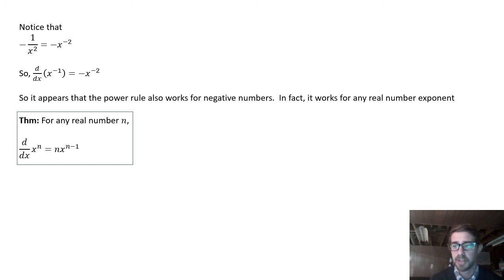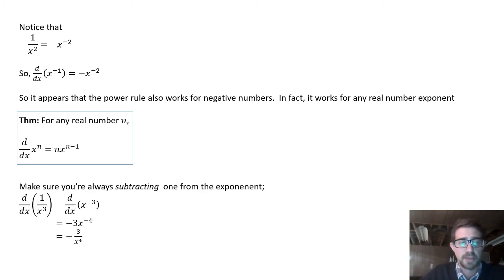So the important thing to remember is that you're always going down by 1. So if the exponent's negative, if it's like x to the negative 1, then that goes down to negative 2. It doesn't ever go back up. So you're always subtracting 1 from the exponent no matter what it is, which is great because it just works the same way no matter what.